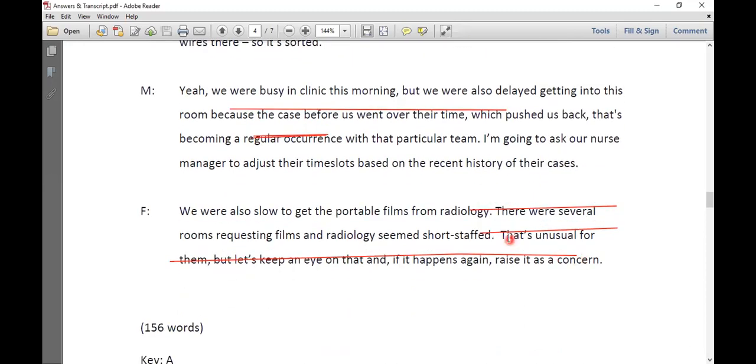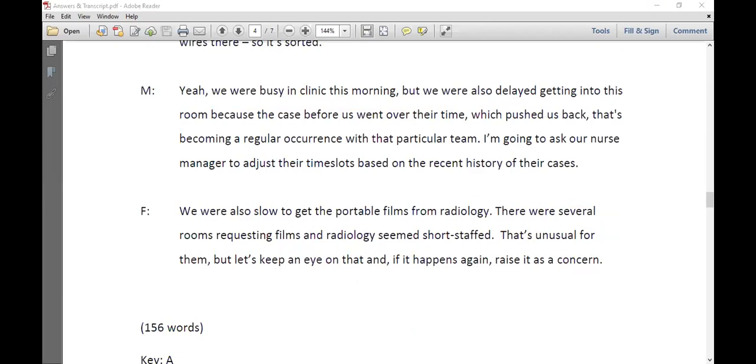They've mentioned that there was some problem in getting the films, but that is unusual for them. But let's keep an eye on that, and if it happens again, raise it as a concern. So right now they're not going to do anything about the delay from the radiology because that is unusual for them. This is probably the first time it has happened. So they're not going to do anything about that problem.